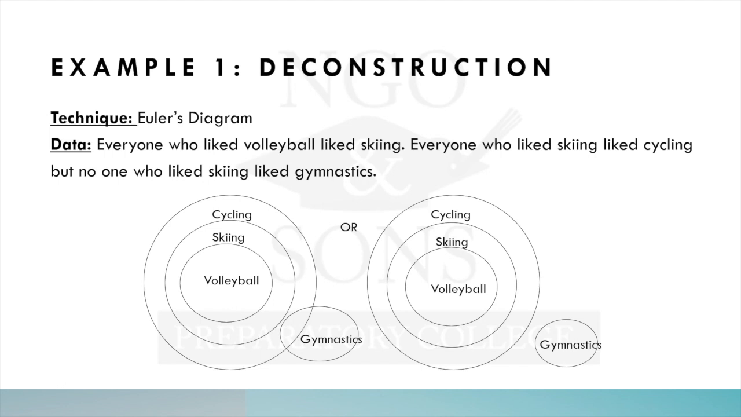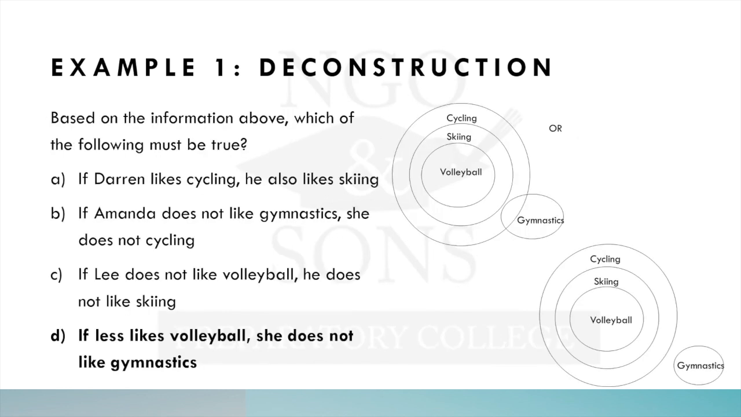By looking at this diagram, we can see those who play volleyball cannot be involved in gymnastics. So the answer is D. That if Jess plays volleyball, she cannot like gymnastics. This is represented by the fact that the circle containing volleyball does not intersect with the circle containing gymnastics.